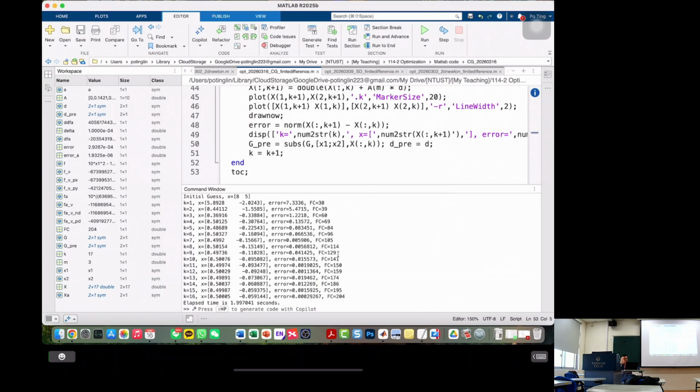But I think in optimization, the most appropriate way to evaluate an algorithm is to compare required function calls and required iteration number, and also solution accuracy. Okay. Does anyone have any questions?